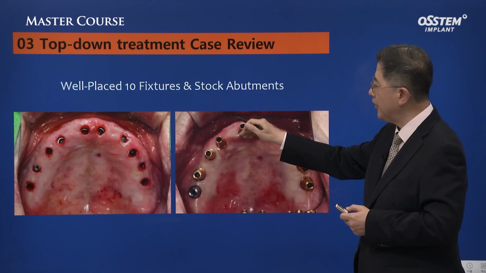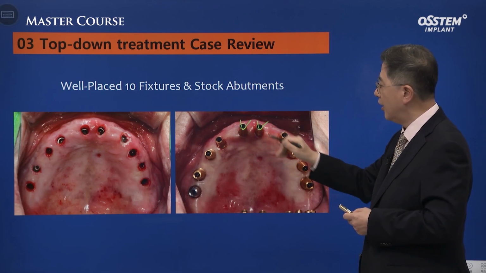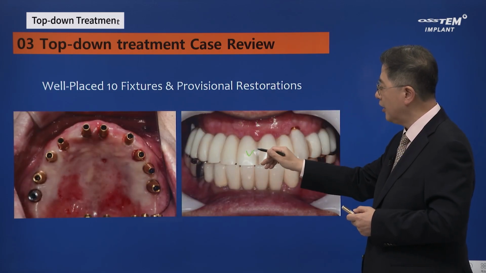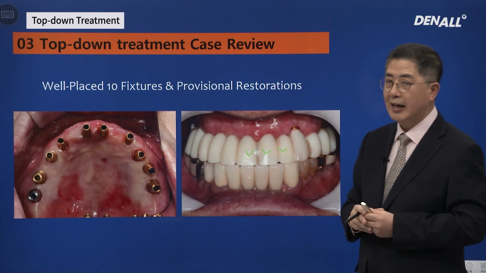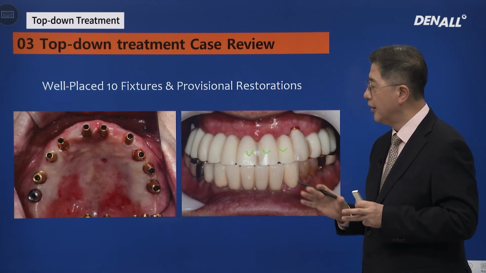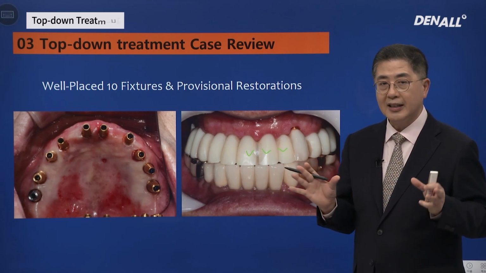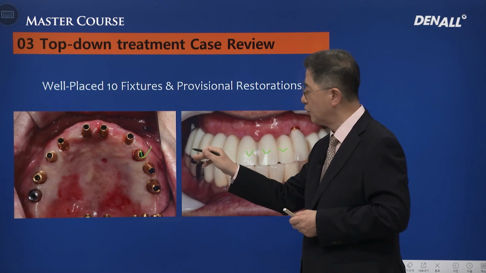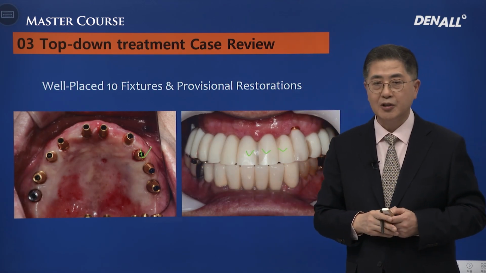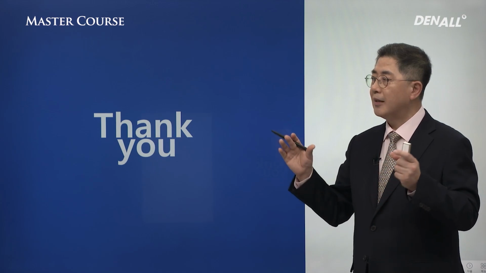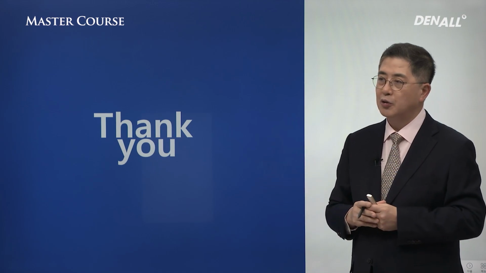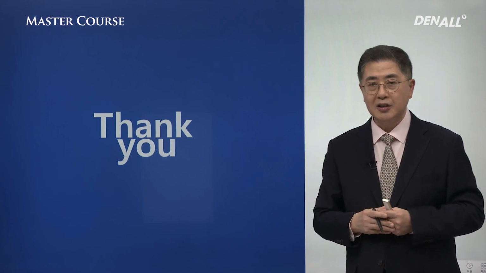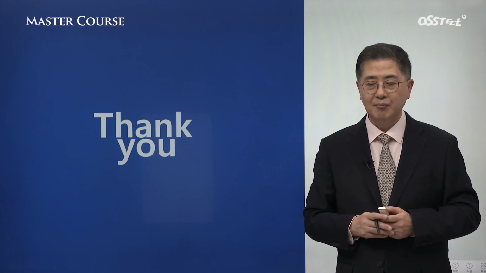10 implants have been placed. Transfer abutments, which are stock abutments, were connected and provisionals were delivered. This was possible because top-down approach was utilized. After a certain period of osseointegration, customized abutments were provided and prostheses were customized as well. Top-down method is a very useful method in getting final prosthesis, so I hope you use a top-down method as you provide treatment in your clinical practice.